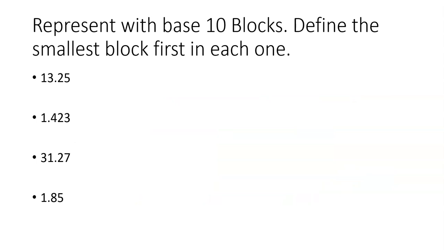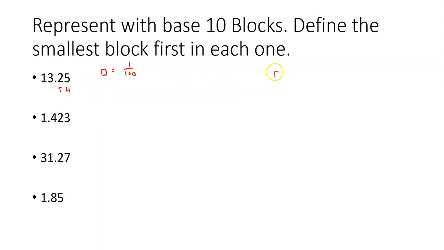So let's take a look at a couple of these, and then I'll have you fill in the rest of them. Look at the first one, 13 and 25 hundredths. I said represent with base 10 blocks, define the smallest block first in each one. These are your tenths, these are your hundredths. So that means the smallest block here is going to be worth 1/100th. Then the longs will be worth a tenth, the flats will be worth a unit, and the cubes will be worth 10, but you don't have to write the rest. Once you define the smallest block, I'll figure out the rest of it from there.